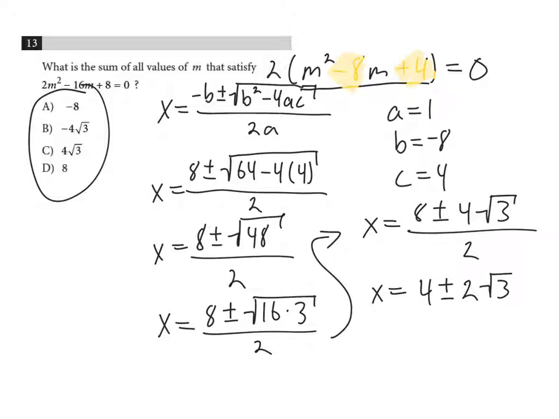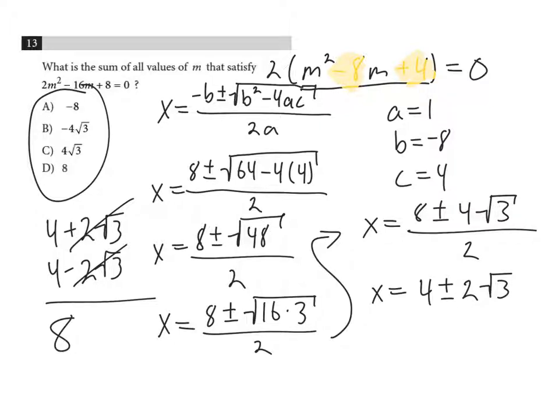Okay, so we want the sum of all the values that satisfy this equation. We've got the plus minus of these here. Okay, so I'm going to write over here 4 plus 2 root 3, 4 minus 2 root 3. Well, these guys are going to cancel out, and we're just going to be left with 8 is our solution.